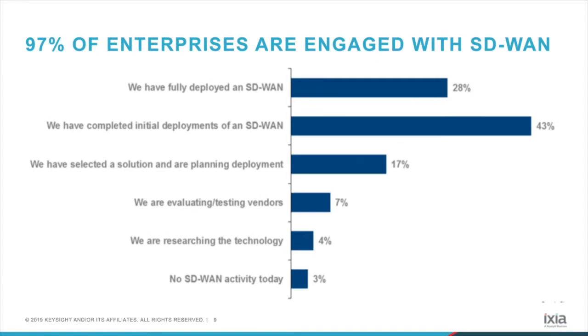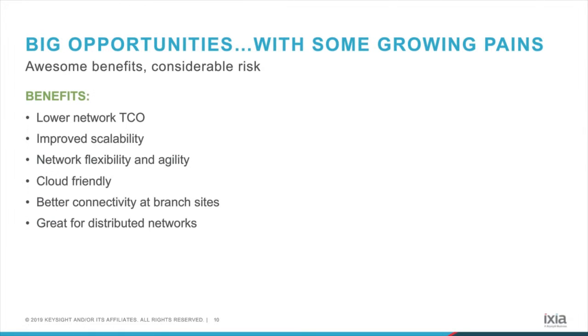With strong business drivers fueling migration, it shouldn't surprise you that 97% of enterprises are engaged with SD-WAN in some form or another. Yet despite that, just 28% have fully transitioned, which shows how relatively immature SD-WAN is from a technological standpoint. And as you can expect with any technology that hasn't yet reached its inflection point, SD-WAN's benefits aren't without some growing pains as well.